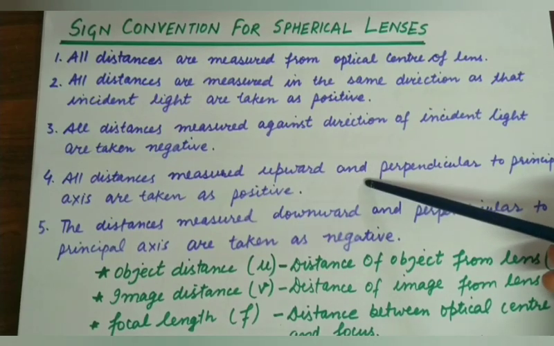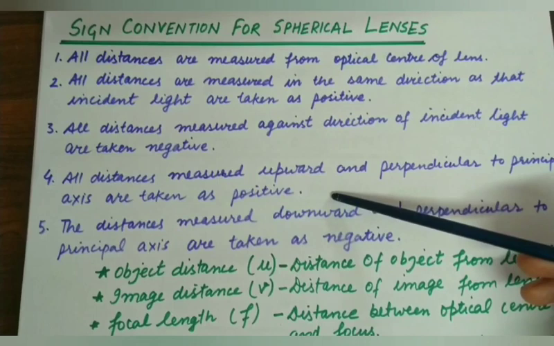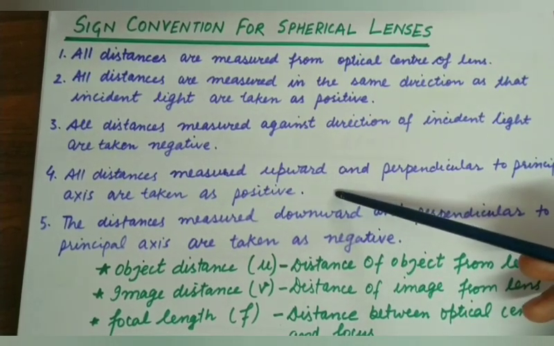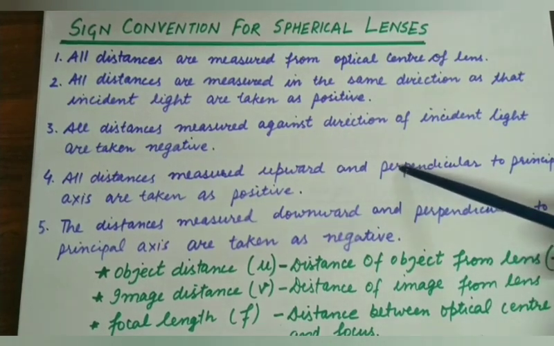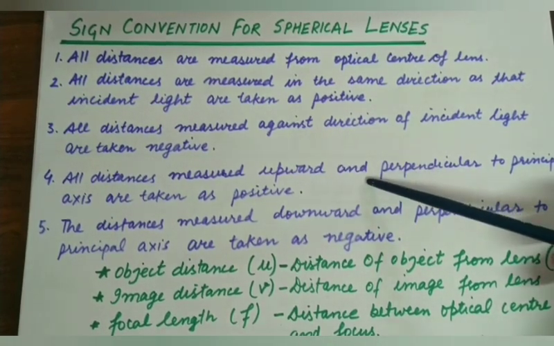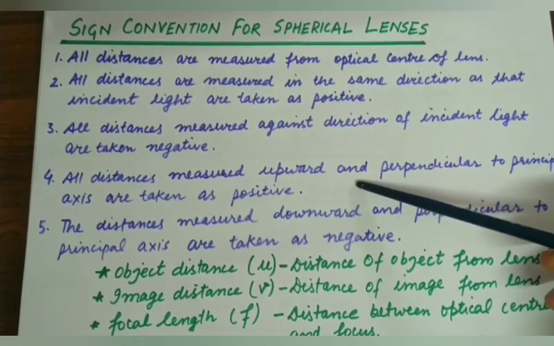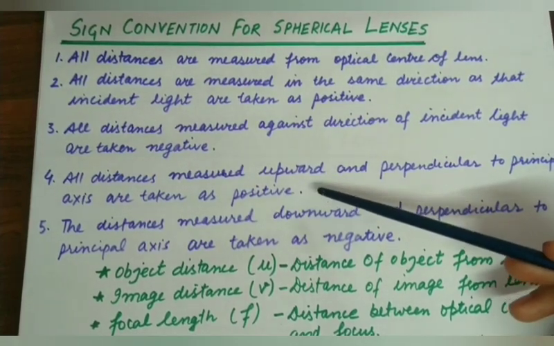All the distances which are measured upward and perpendicular to the principal axis are taken as positive. The object is always placed on the principal axis, in an upward position and perpendicular to the principal axis. So therefore we can say that the height of the object is always positive.